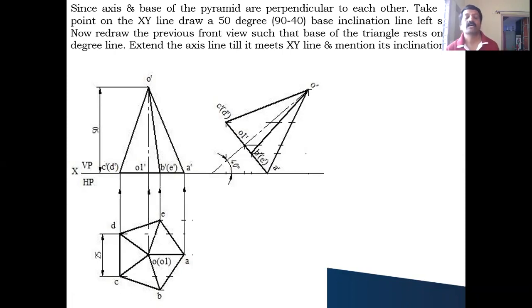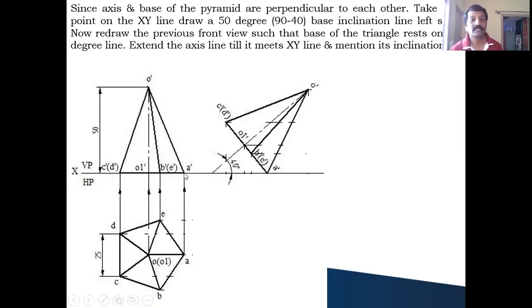90 minus 40. So what you should do is, on the right side of the XY line, take any one point and draw the 50 degree line on your left side like this. After drawing the 50 degree line, you have to redraw this front view such that the base of the triangle comes on this 50 degree line. That is the base inclination. After drawing the 50 degree line, call this point the A dash point, the corner where it is resting on HP.